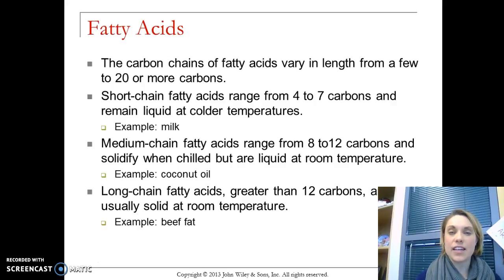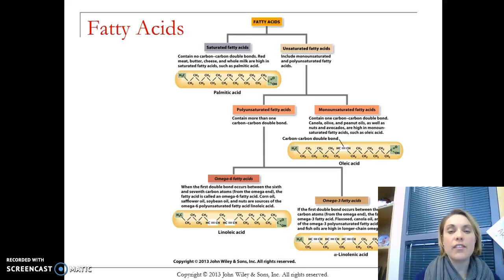So the carbon chains of short chain fatty acids are from 4 to 7 carbons, and they're liquid at colder temperatures. For example, milk would contain short chain fatty acids. Medium chain fatty acids range from 8 to 12 carbons, and they solidify when they're chilled, but they're liquid at room temperature. Those would be coconut oils. Long chain fatty acids are usually solid at room temperature, and that would be something like beef fat or butter.